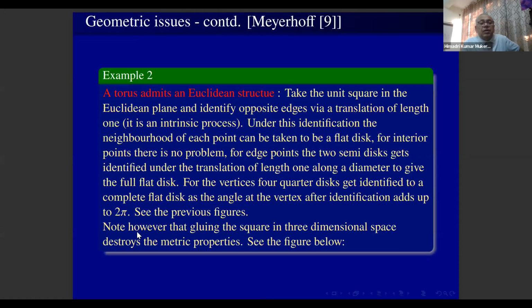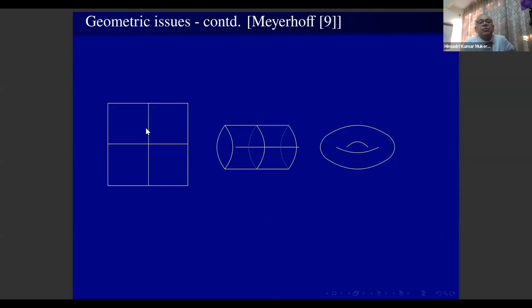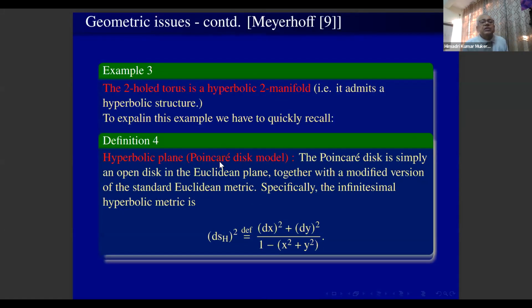Note however that gluing the square in three-dimensional space destroys the metric. For example, if you identify like this, the metric is destroyed. So therefore, our identification has to be intrinsic. Now, the two-hole torus is a hyperbolic two-manifold, that is, it admits a hyperbolic structure. To explain this example, we have to quickly recall the hyperbolic plane. Now we will take the Poincaré disk model. We will not take the half-plane model, but the Poincaré disk model.